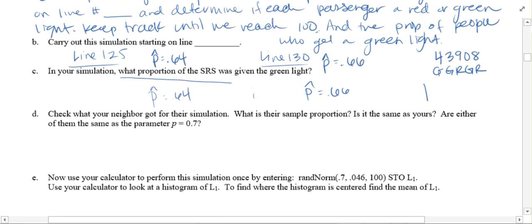Okay, so then check what your neighbor got, because some people get it wrong. So you just got to check and see. And across the rows, they're going to be different. So what's their sample proportion? It's different than yours. The population proportion was supposed to be 0.7. So are we close to that? We're kind of close. I mean, we're in the ballpark. We're not exactly at 0.7, but it's pretty close.